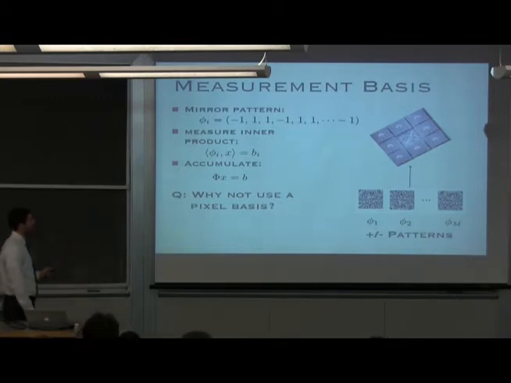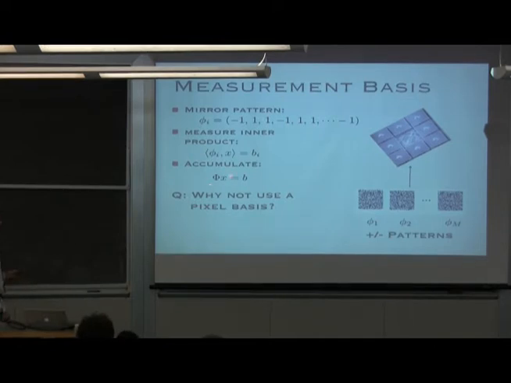We accumulate a number of measurements, and if we put these vectors phi into the rows of a matrix, we can write our measurement matrix as capital Phi. What we've essentially acquired is a system of equations where Phi times our unknown vector x produces these coded measurements b. And we want to solve some sort of inverse problem to recover x.